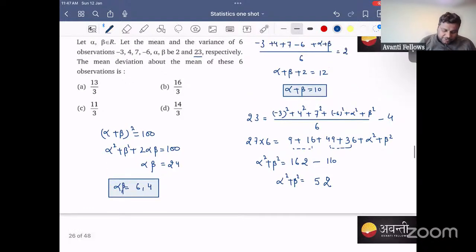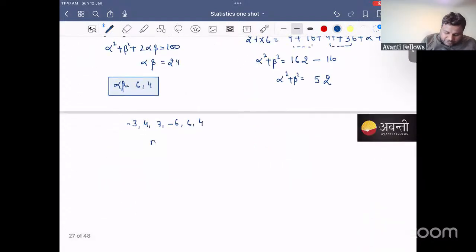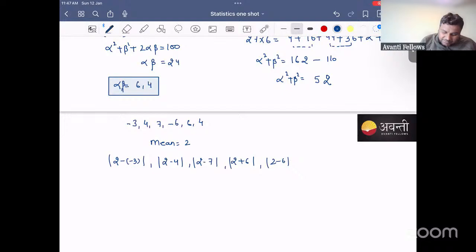6 and 4. Now your data is minus 3, 4, 7, minus 6, 6 and 4. Now they are asking for mean deviation about the mean. So mean was what? Mean was 2. So deviations from the mean are |2 minus minus 3|, |2 minus 4|, |2 minus 7|, |2 plus 6|, |2 minus 6|, and |2 minus 4|, the sum of these 6 deviations, whole divided by 6.